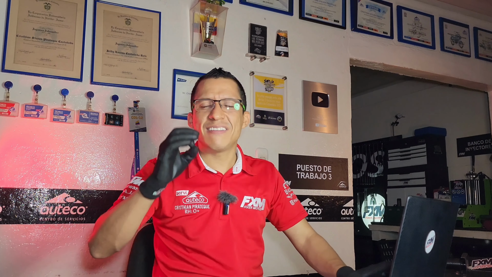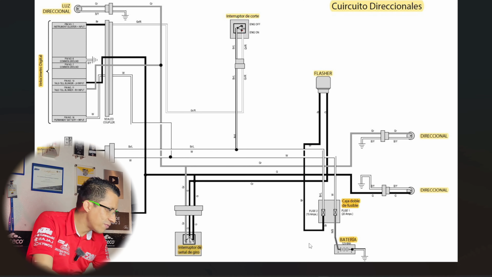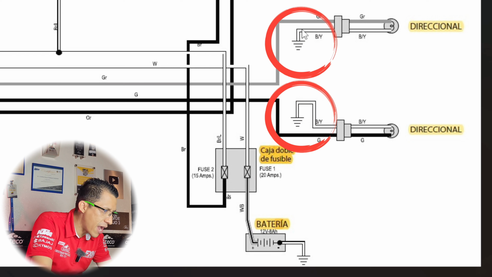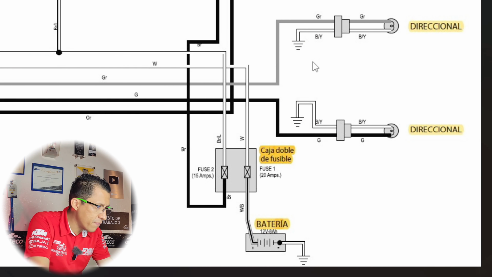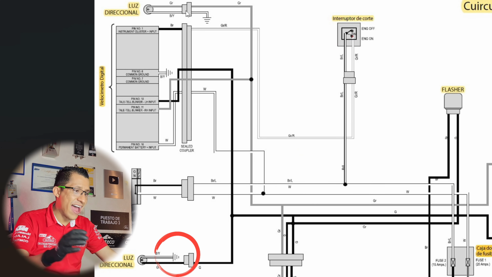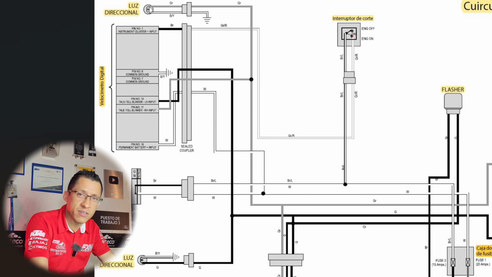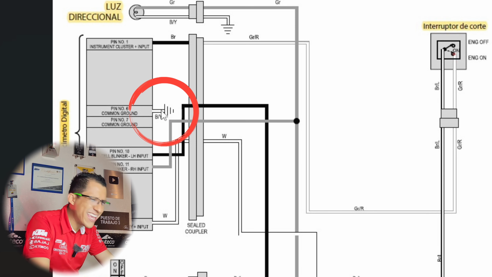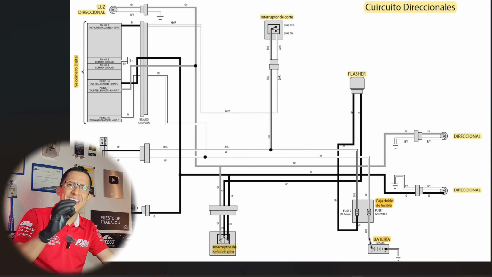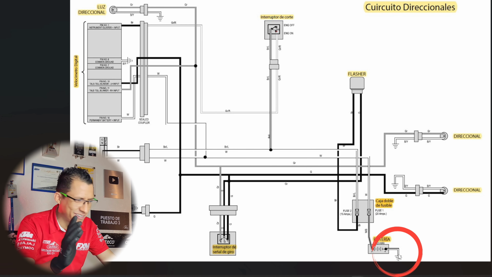So the second element to identify, or the second rule to interpret a diagram, is to verify the masses. What are the masses? The negatives of the circuits. So we have these negatives of the turn signal lines. Here we have the one on the right, the one on the left. From here we have another mass of the right front turn signal. Look at the ground of the instrument panel, and very important, the ground of the battery.